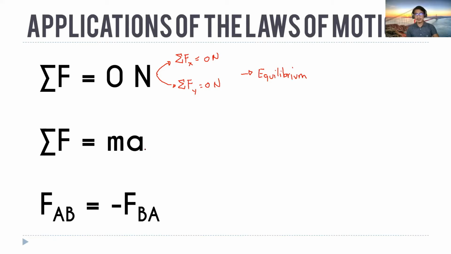Now, the second law of motion is the law of acceleration, and the net force is actually mass times acceleration. So the net force along the x should be ma if there is acceleration along the x. And if there is an acceleration along the y, then the summation of forces along the y should be ma if there is net force along the y. So this is the second law of motion.